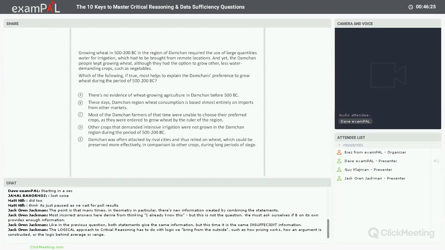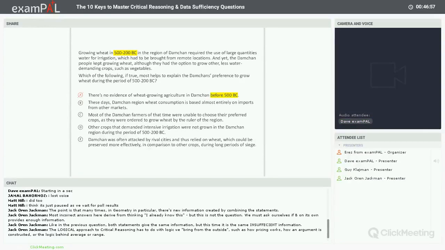And that's what makes this a classic alternative question. It's not immediately obvious what the answers should be, and so it makes sense to compare the answers. But of course, we have to do so critically. All right, let's read them. A. There's no evidence of wheat growing agriculture in Damchan before 500 BC. Well, this is irrelevant because we're asked about the period between 500 and 200 BC. Right? Remember, in BC, all the numbers work opposite, so before 500 is numbers that are larger, such as 600. Anyway, this is not the relevant range of time.